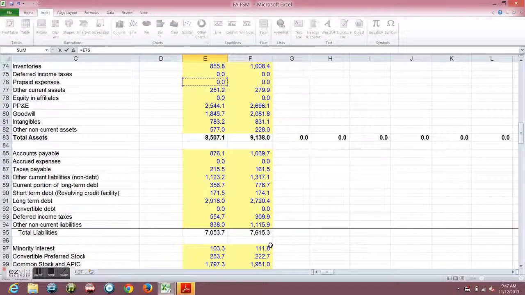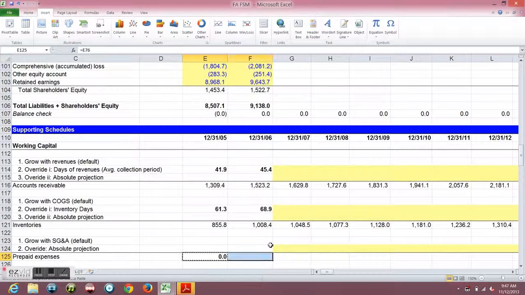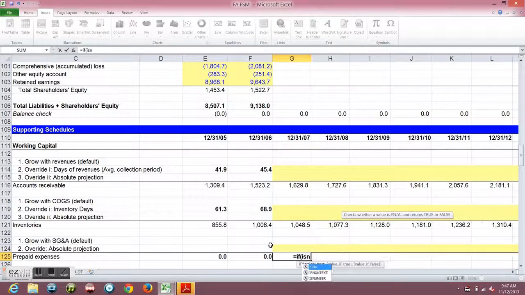Right, so let's move on to prepaid expenses. Now this should probably be one of the easiest ones. It's the same concept: prepay, control copy, and override. As you can see, there's no inventory days or collection period type of calculation.